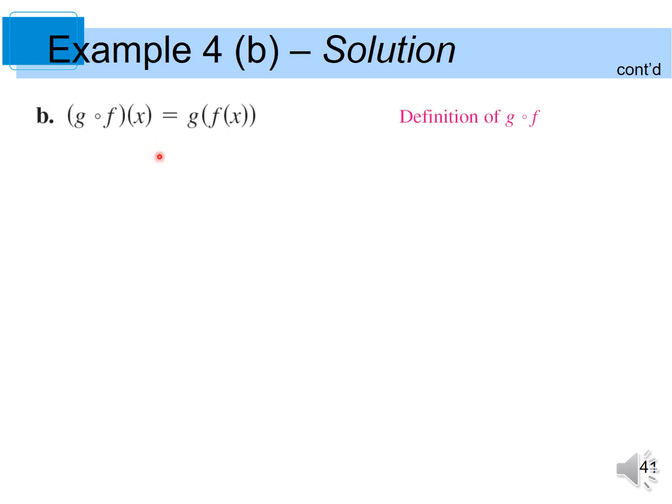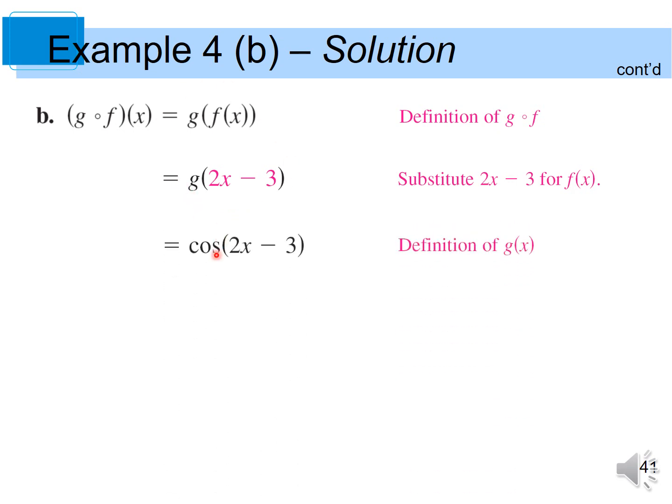For g(f(x)), you should perform the f function first. So you replace f(x) by 2x minus 3, and then you take the 2x minus 3 and substitute it into the g function. Then we have cos(2x minus 3). So the composite function f(g(x)) is not equal to the composite function g(f(x)).